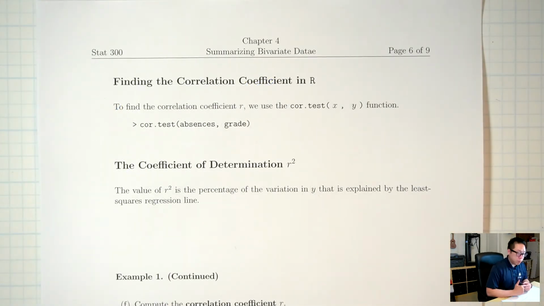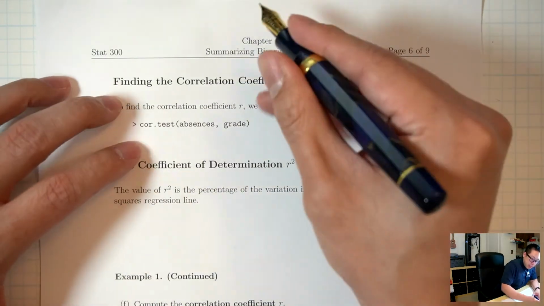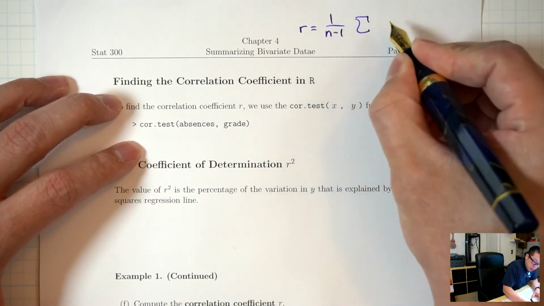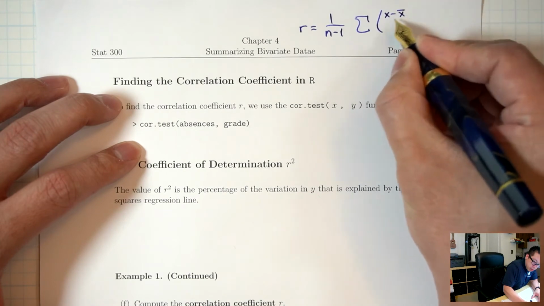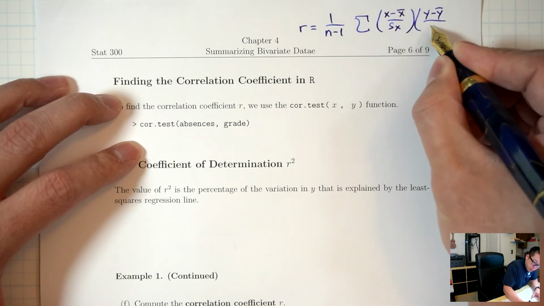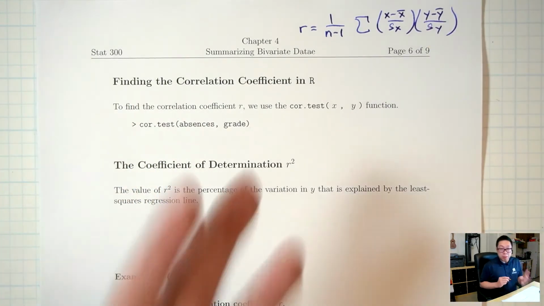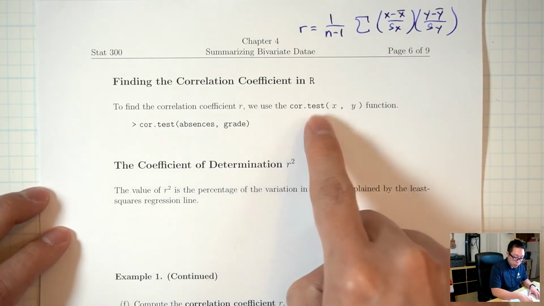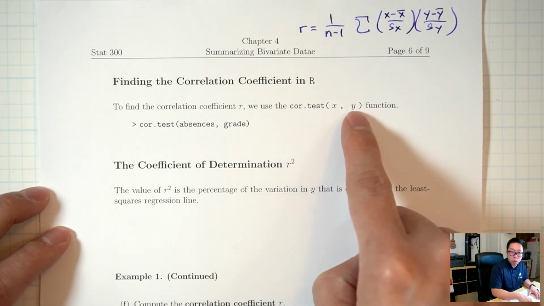How do we actually find the correlation coefficient R? There is a way to do it by hand, which we're not going to do, but let me just write down the formula to show you why you don't want to do it by hand. To do it by hand, the formula is this. Looks like a pain. It is a pain. So we're not going to do it by hand. We're going to use R. The command in R is cor.test, whatever you called your X, comma, whatever you called your Y.